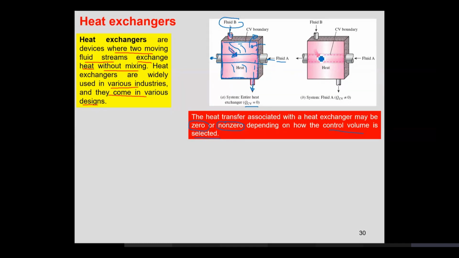In the same configuration, if you select the periphery or the boundary of the pipe in which fluid A is flowing, again showing in a 2D view, as your control volume, then there is a heat transfer taking place from the outside, through the pipe, to the fluid flowing inside the pipe.